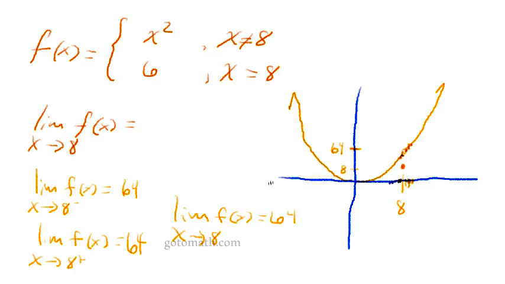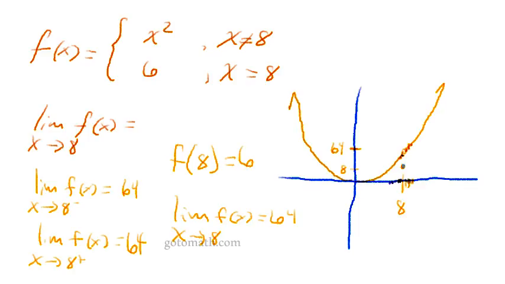Now what about continuity? Well, this graph is continuous everywhere, I'm saying, except when x is equal to 8. So it's not a continuous graph on the real number line. But we have to check 3 things. First thing we're going to check is, of course, f of 8. Well, f of 8 is equal to 6.